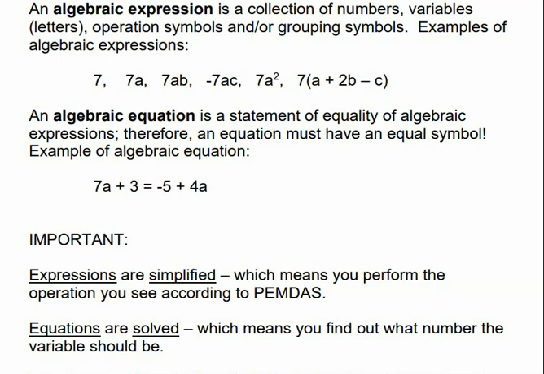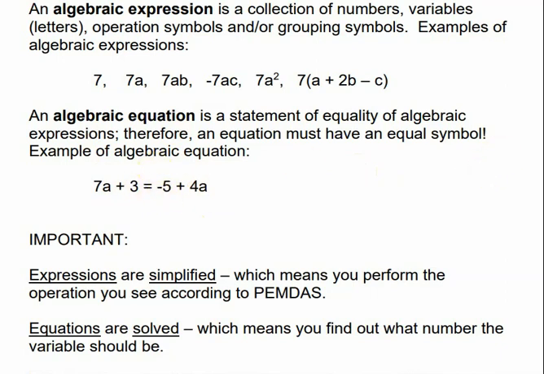An algebraic equation is a statement of equality of algebraic expressions. Therefore, an equation must have an equal symbol. So here's an example of an algebraic equation. 7a plus 3 equals negative 5 plus 4a. If we were to separate these and not have that equal symbol, 7a plus 3 would be an expression. Negative 5 plus 4a would be an expression. But once we put that equal symbol in there, that changes it to an equation.